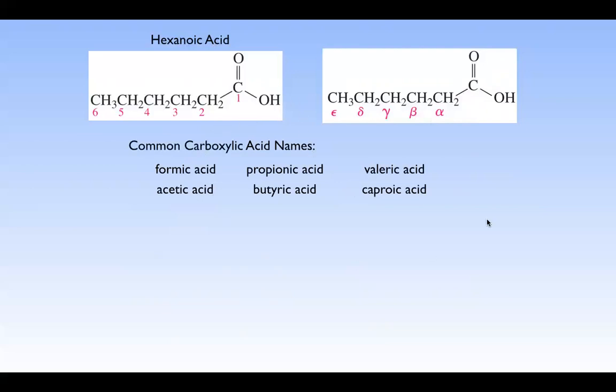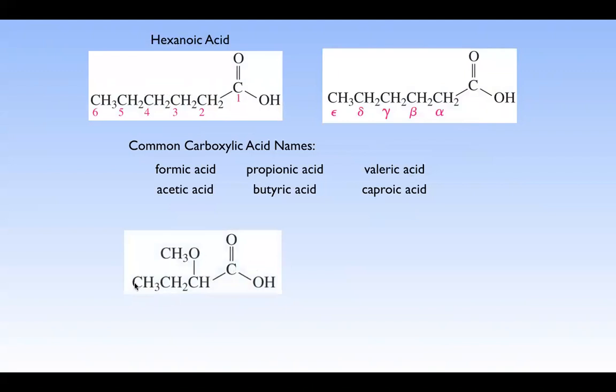These are the common carboxylic acid names that get used: formic, acetic, propionic, butyric, valeric, and caproic. That's 1, 2, 3, 4, 5, and 6 carbons. So this one, the hexanoic acid, is referred to as caproic acid.